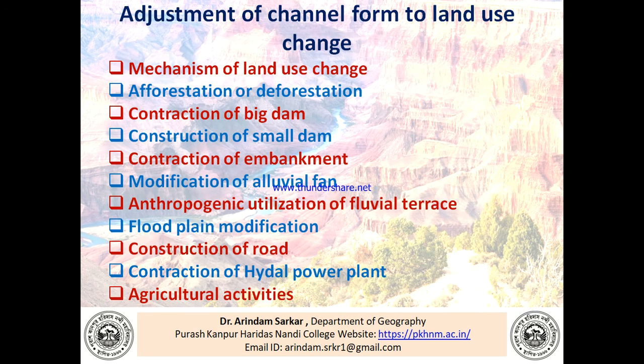Now, the adjustment of channel form to land use change. How is it happening? That is the mechanism of land use change. Second is afforestation and deforestation, which may happen. Then the construction of big dams, construction of small dams, construction of embankments, modification of alluvial fans, anthropogenic utilization of the fluvial terrace, floodplain modification, construction of roads, construction of hydel power plants, and agricultural activities. Those are the initial factors that can affect the channel forms through land use.